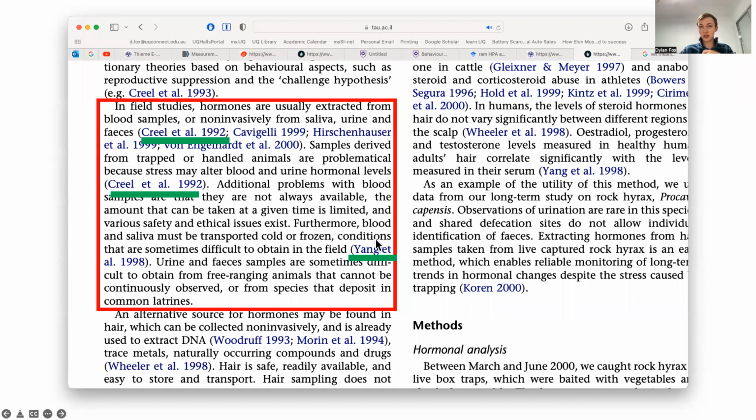What someone who is rushing might do is just read this paper once, and then, for instance, if they wanted to talk about limitations here, Yang mentions that blood and saliva must be transported cold or frozen, and those conditions might not be feasible in the field. So they'd paraphrase that: according to Yang et al., 1998, blood may not be a viable option in some field studies, as it has to be transported frozen. You could do that. It may be an option if you're rushing, if you trust that source, but I want to go back to the source and read it directly.